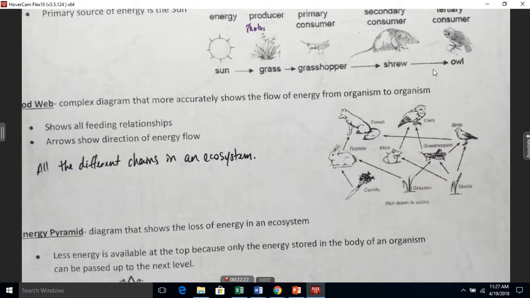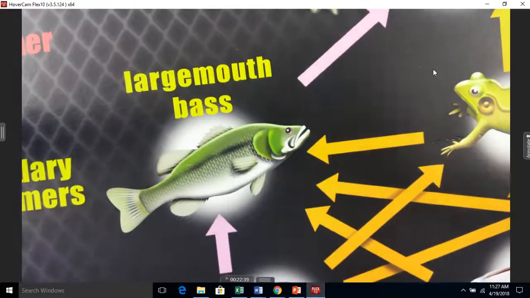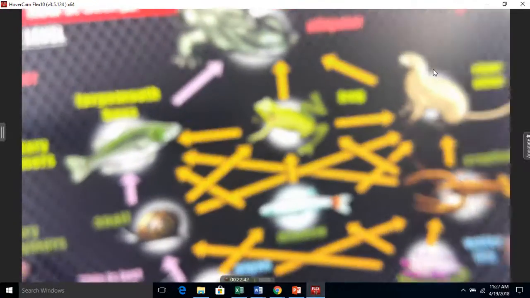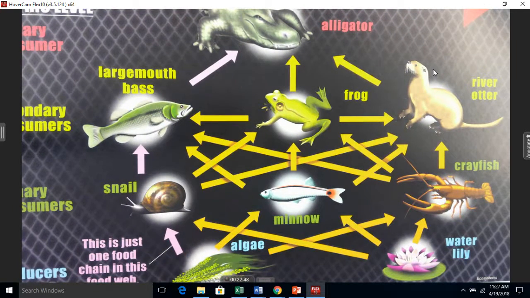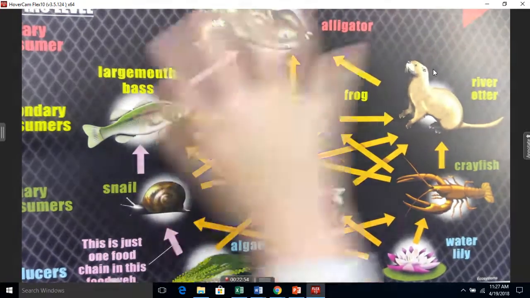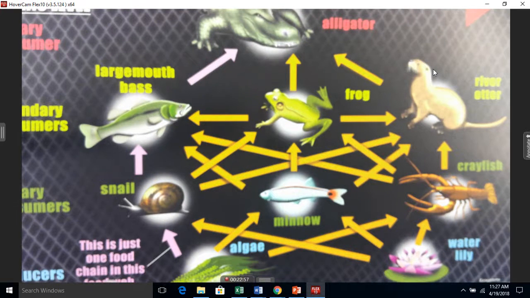Okay, so the difference between a food chain and a food web: almost nothing. In a food web, basically what we have is a whole bunch of food chains. Do you see how this one's pink? Because what they're showing you is this is one chain in the whole web. Make sense? Basically, a food web is all the food chains in that ecosystem.